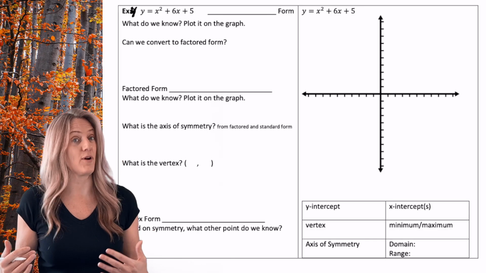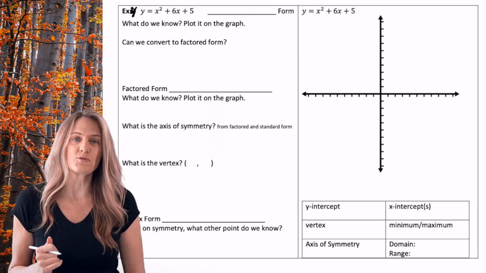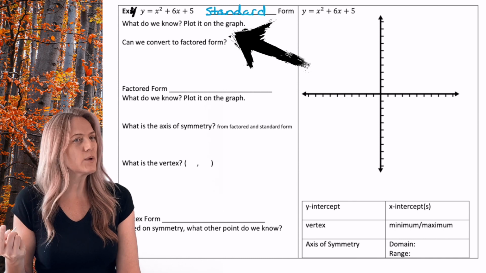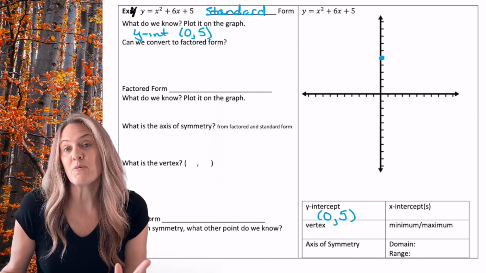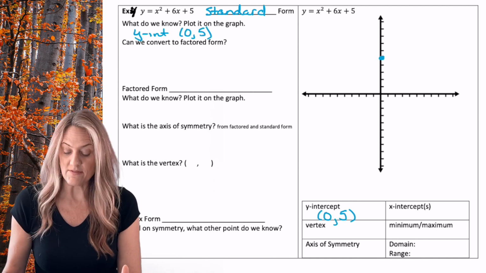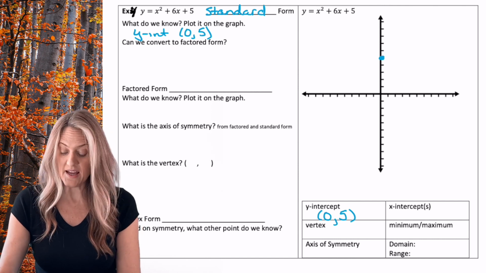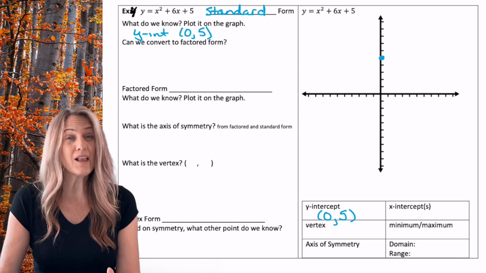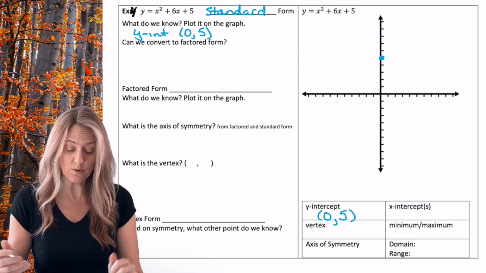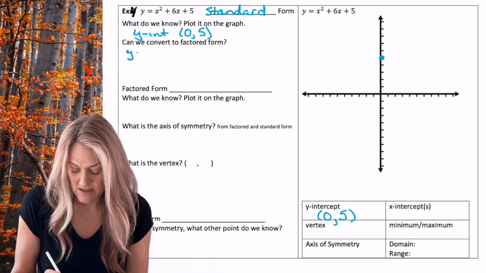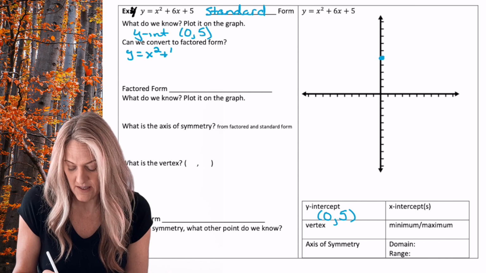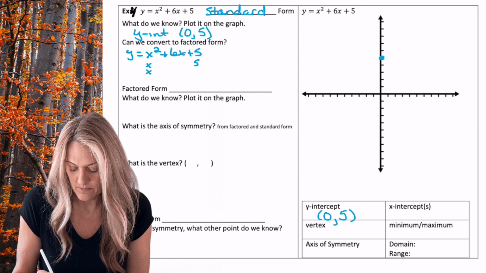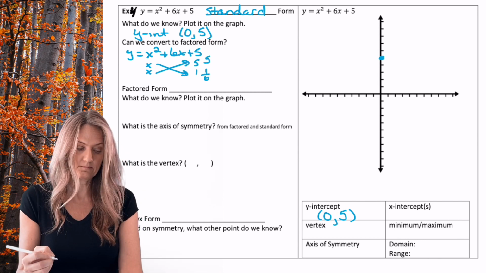Alrighty, example 4. Which form is this one in? You're right, standard form, which of course, what do we know? Go for it. Yep, the y-intercept at (0, 5). So I went ahead and plotted the y-intercept and wrote it in my box. Next, can we convert to factored form? Well, luckily we have the skills, we can do it. So let's write down our standard form, y equals x squared plus 6x plus 5, and then let's go ahead crisscross.